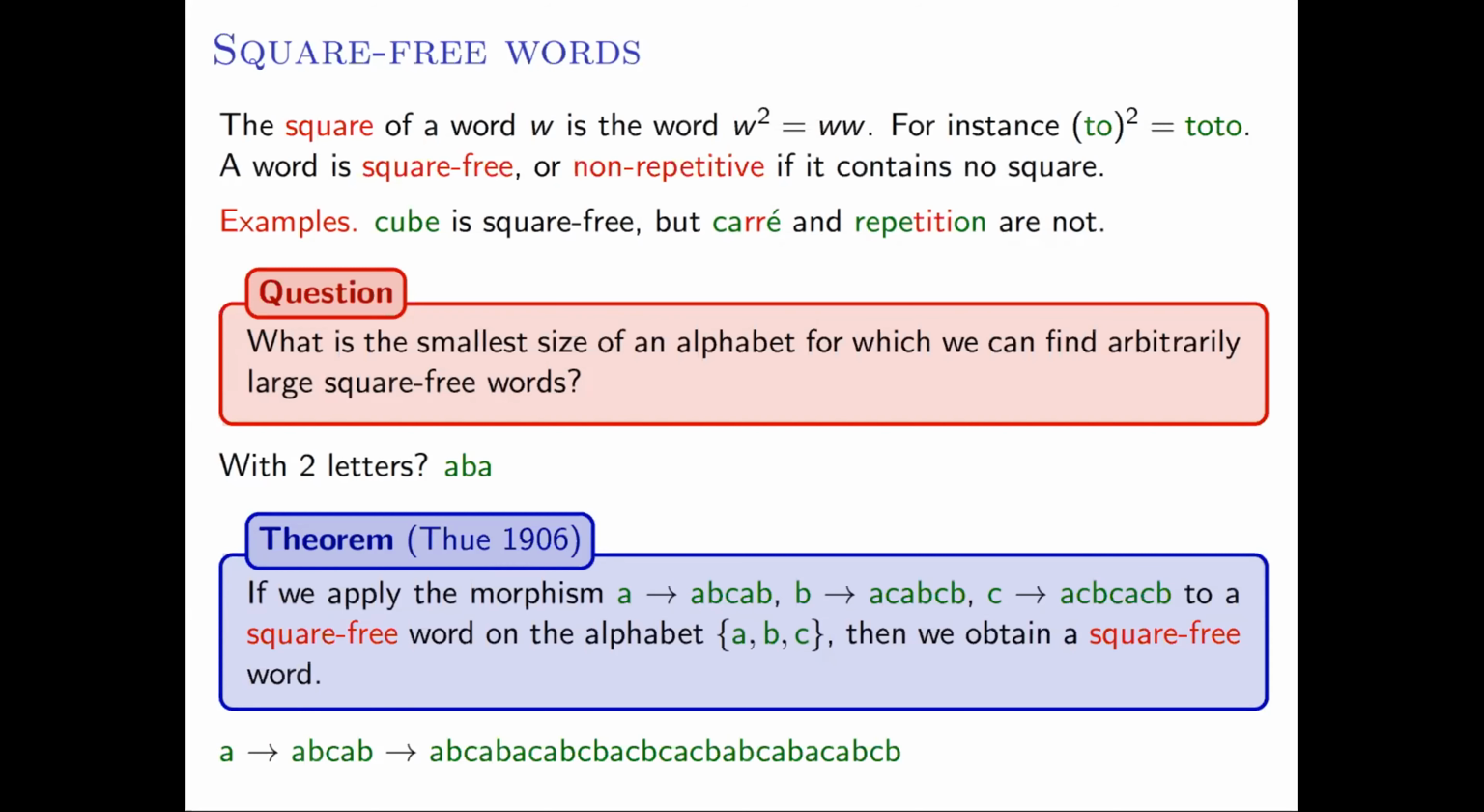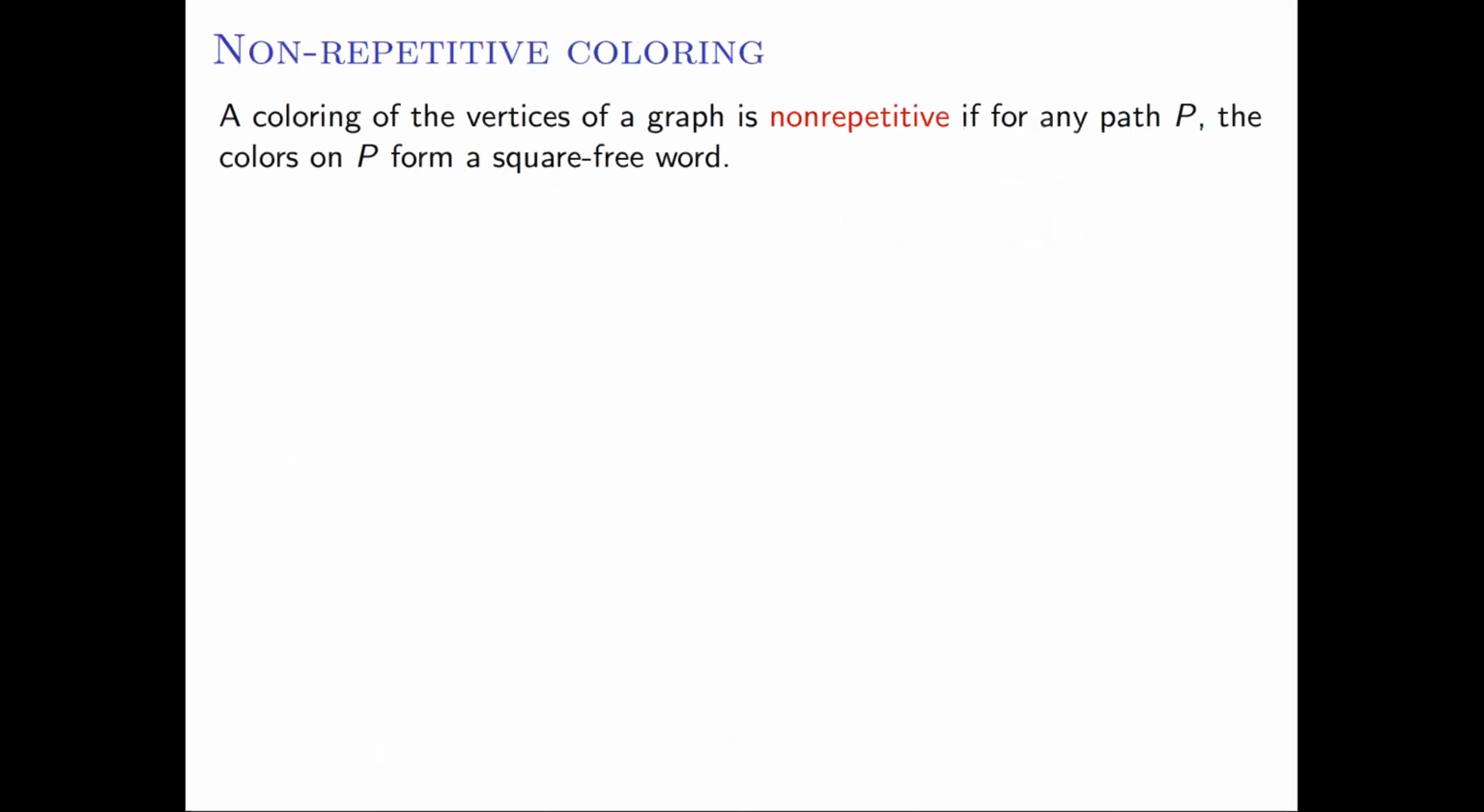And now I'm talking about coloring. So what's the connection between this problem in combinatorics on words and coloring? The notion that we're going to see is the notion of a non-repetitive coloring.